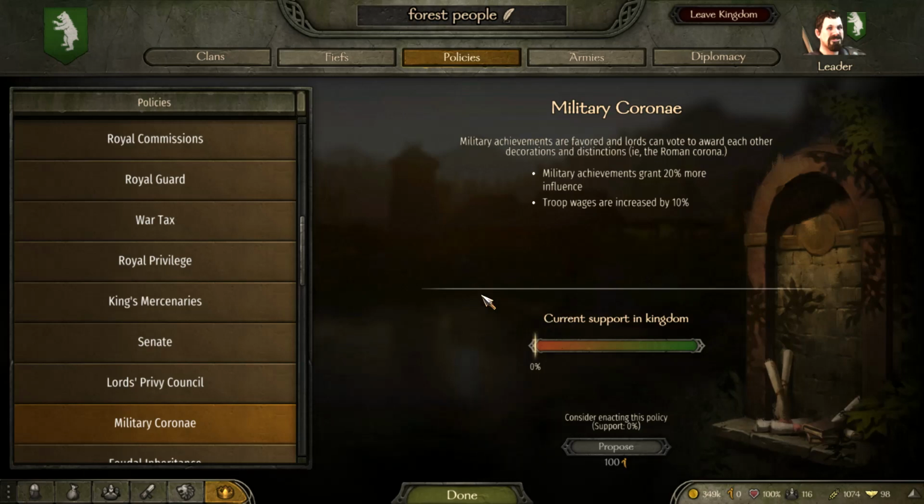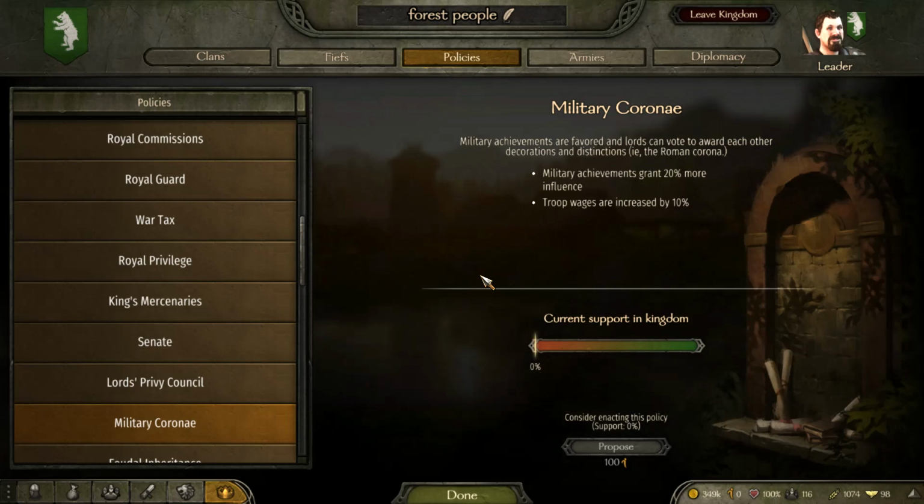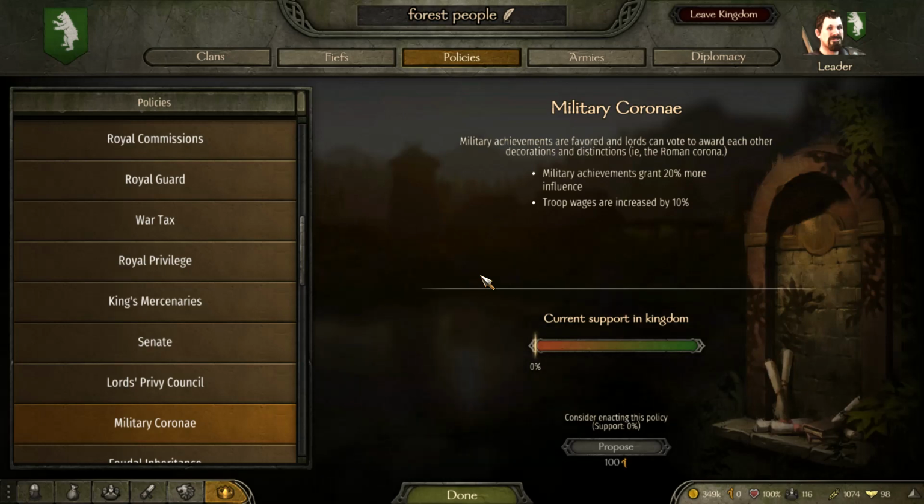Military Coronate, so military achievements grant 20% more influence. That just essentially means that battles and other things like that, you're going to get 20% more influence from them, but it's going to increase everybody's troop wages by 10%. So essentially what it means is you're going to get more influence, more renown and more morale when you win battles. However, it's going to increase your troop wages by 10%, which is a hell of a lot. So again, probably something you want to avoid unless you really want to build up your influence a lot and you've got a lot of money on hand, then it doesn't really matter.